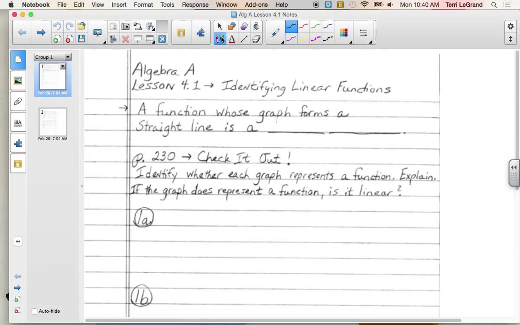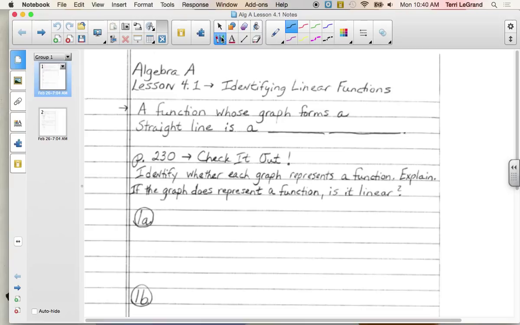4.1, identifying linear functions. First of all, we have to go back to what we know a function is. Not every relation, every set of ordered pairs, is a function, right? Then we discover that some relations are not functions. Does anybody remember the definition? In your own words, it doesn't have to be a technical definition, what's the definition of being able to say a set of ordered pairs represents a function?